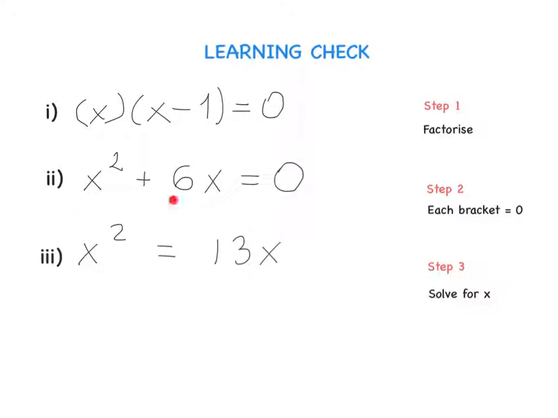The next one, you need to factorize first. So put this equation in this form where you have brackets. And the last one, you can see there's no 0. But what to do? You need to put it on the left and then equals 0.